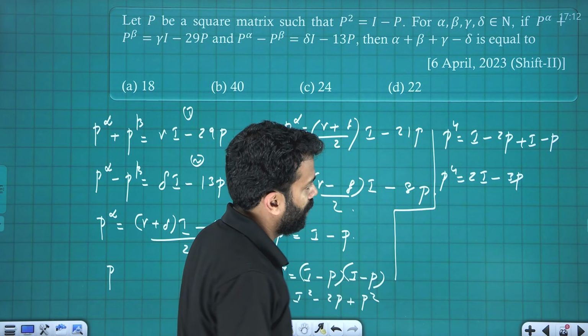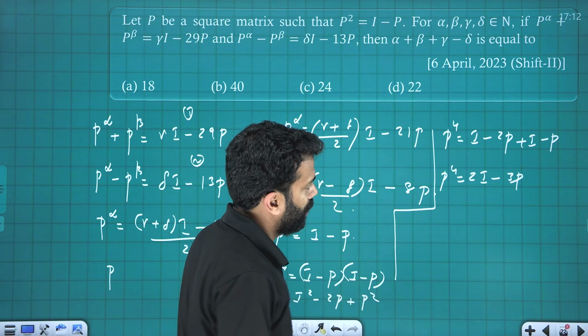Okay, it's not matching, right? The p coefficient should be either minus 21 or minus 8. I hope you are getting it. We need to multiply this until it reaches minus 8 or minus 21. Only then we will be able to find the answer. Okay, let's try. So I am finding p raised to 8. P raised to 8 is p raised to 4 into p raised to 4, right? That is p raised to 8 is equal to 2i minus 3p into 2i minus 3p.